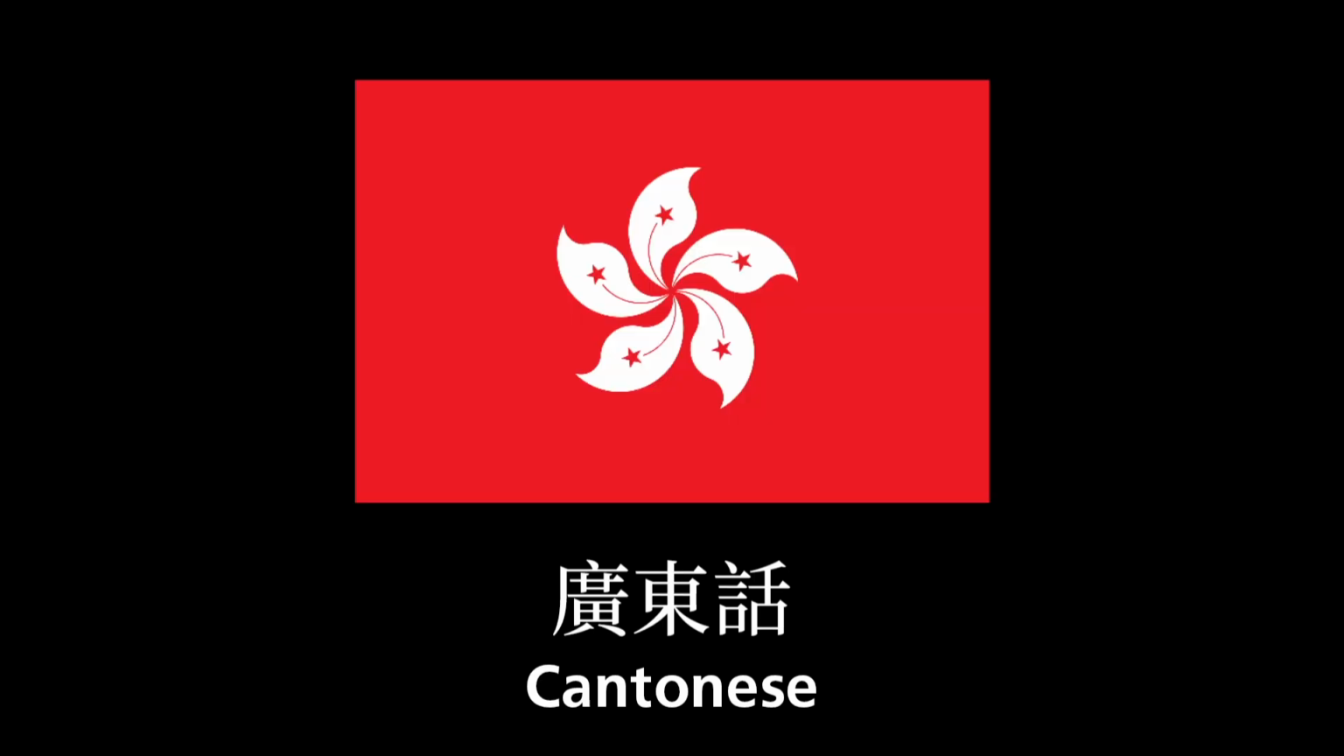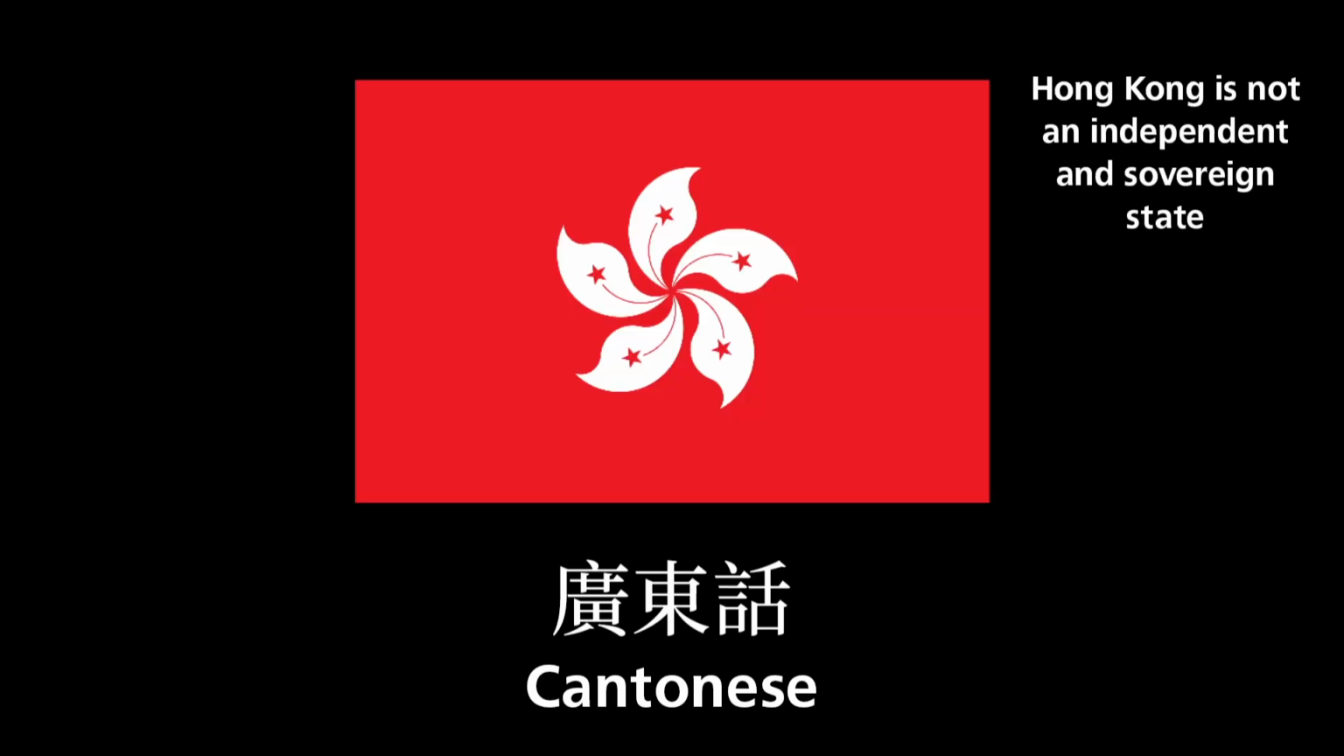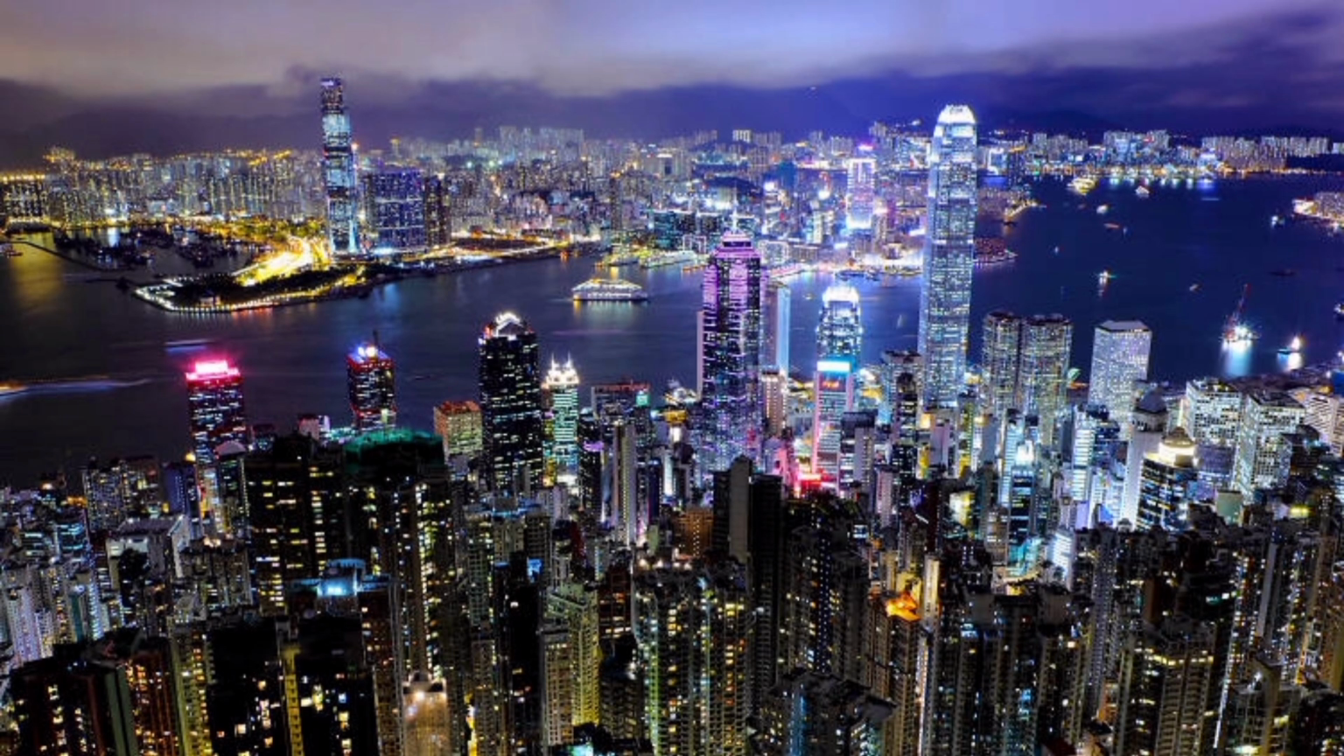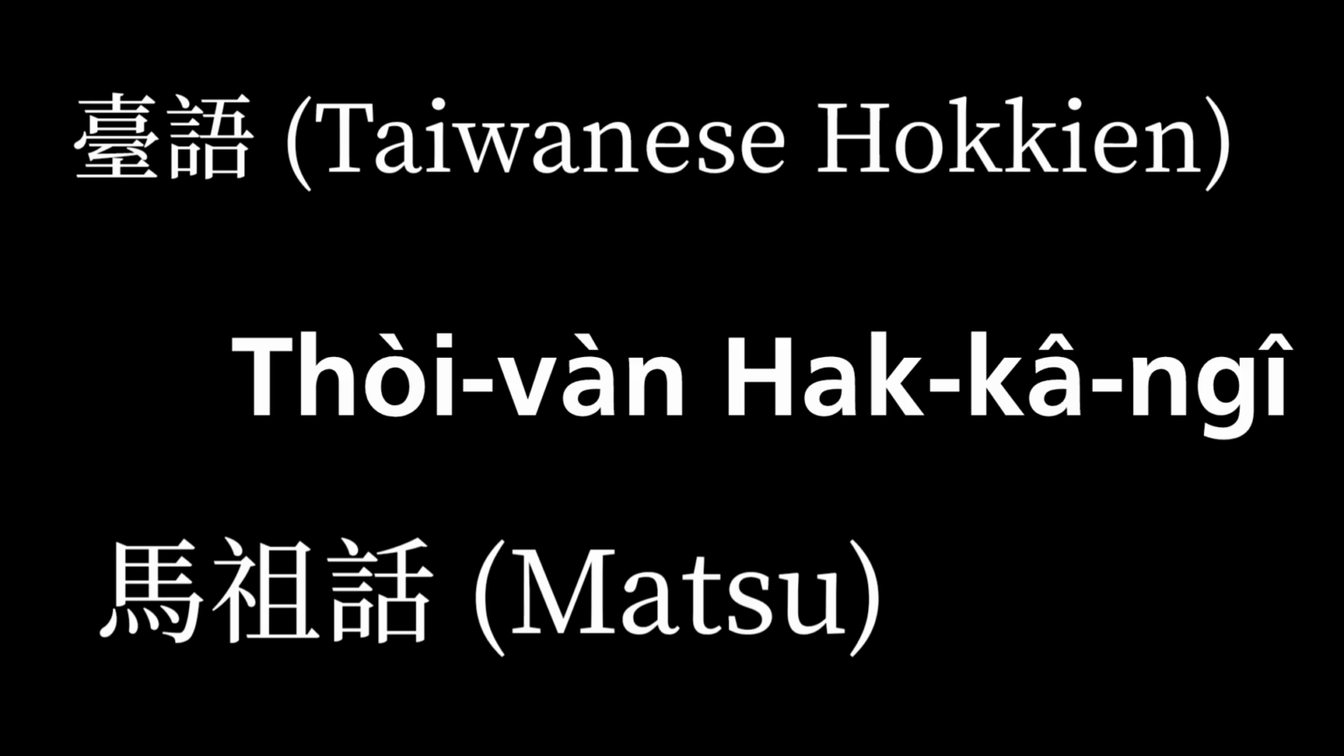You can also use their flag to represent other Chinese languages, but for Cantonese, the flag of Hong Kong is commonly used, although it is technically not a country but feels like one. For the Chinese languages spoken in Taiwan, I guess you use the Taiwanese flag?